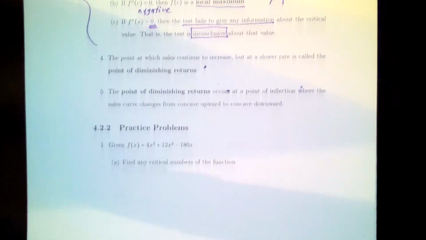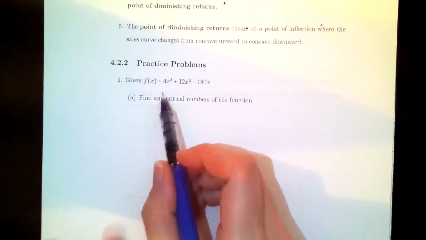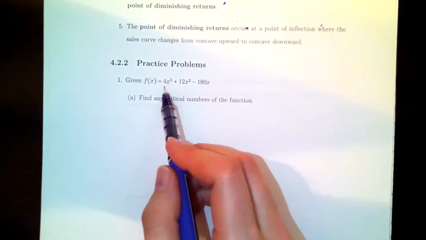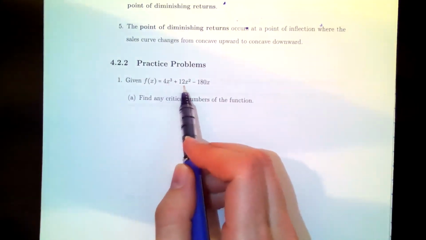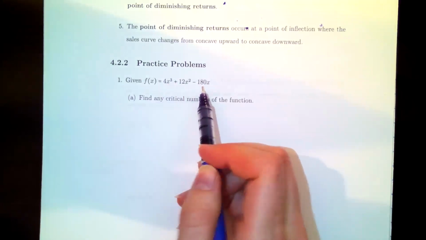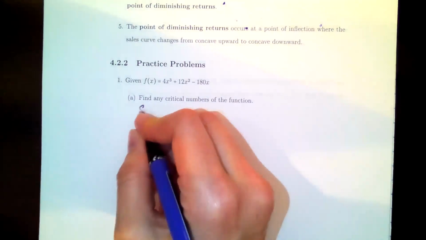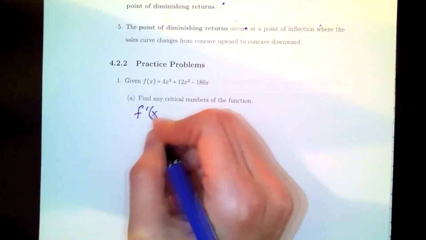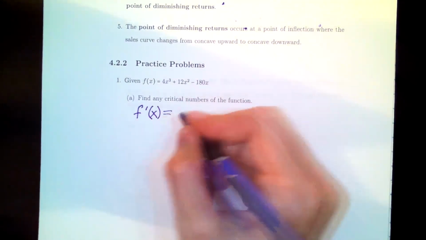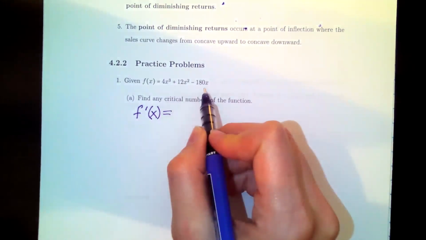Alrighty, let's practice this idea. Suppose that we have a function, f of x is 4x cubed plus 12x squared minus 180x, and I want to find any critical numbers of the function. We have to remember this from section 3.5: critical numbers come from taking the first derivative and setting that equal to 0.